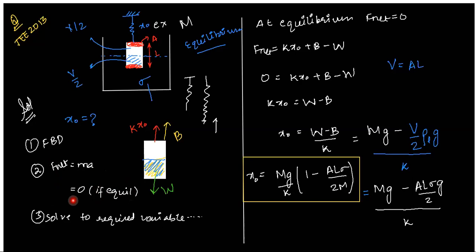As soon as you do it, you will get an expression in terms of forces acting on the body. Then you just solve in order to get the required variable. For our case, the required variable was x naught. So you'll be able to get the x naught value this way. So this is all about it.